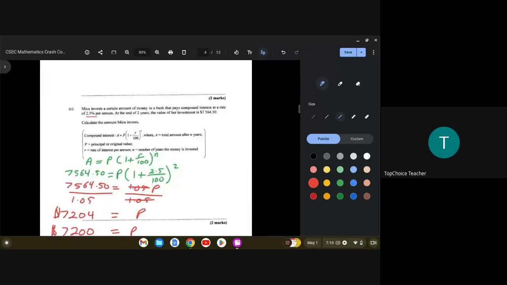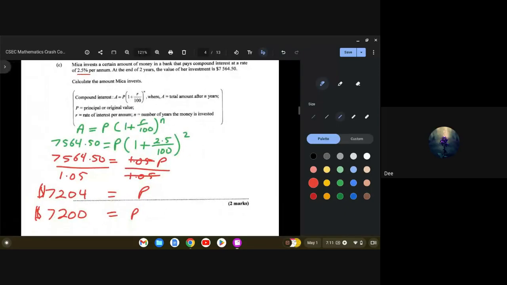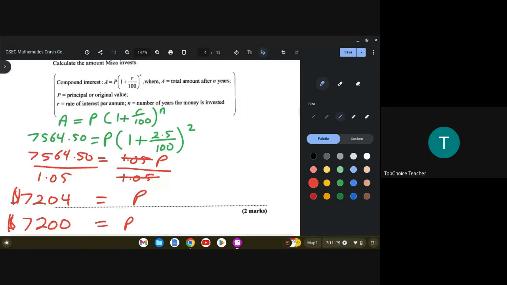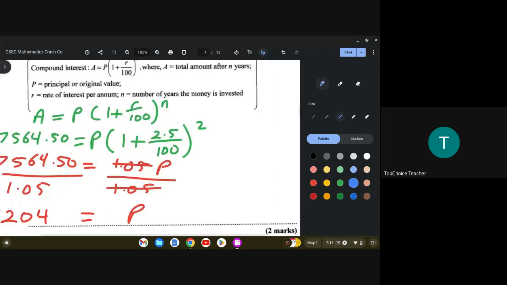Excuse me, sir. I'm confused about where the 1.05 comes from. You're not sure? That's okay. The 1.05 is this thing here. I'm going to circle it in blue. If you put this into your calculator, you are going to get 1.05. That's where that 1.05 came from.